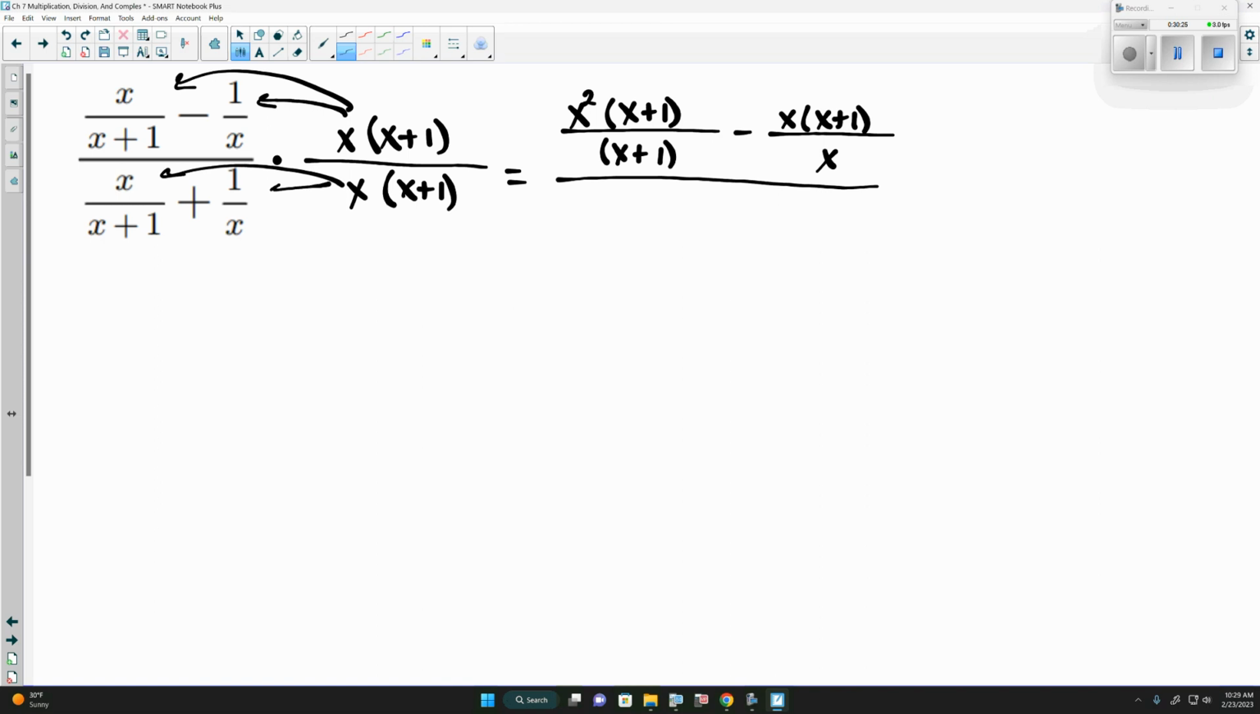We'll do the same thing in the denominator. x times x plus 1 times x. Well, the x times x is x squared. And we still have our multiplication of x plus 1. Plus, when we multiply this with 1, we get x times x plus 1 all over x. Any questions on this here?